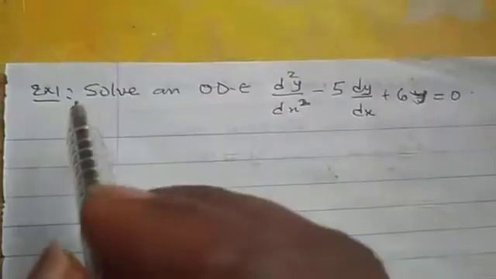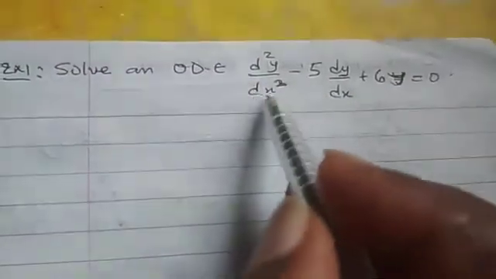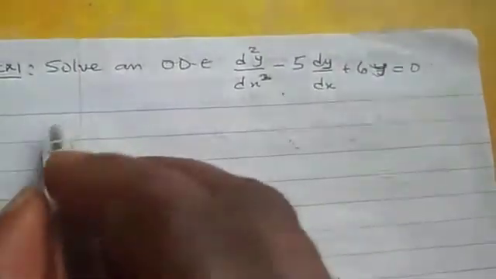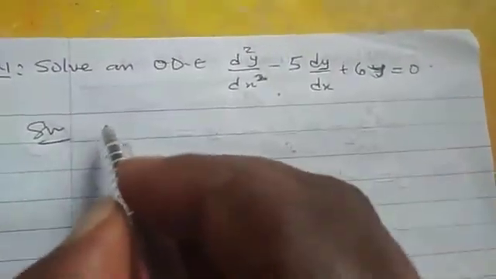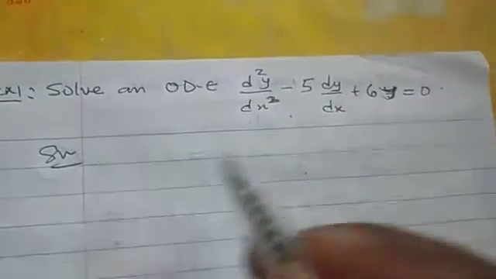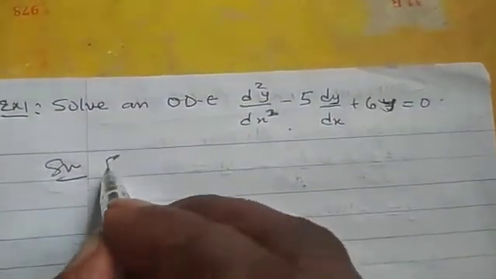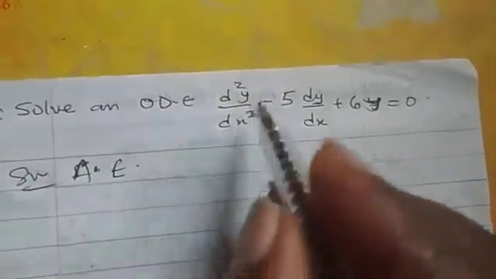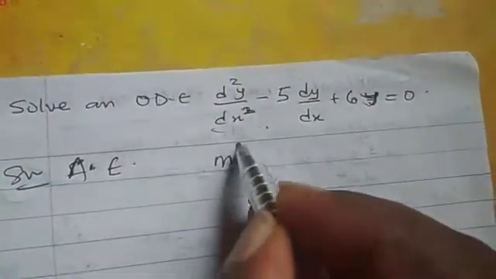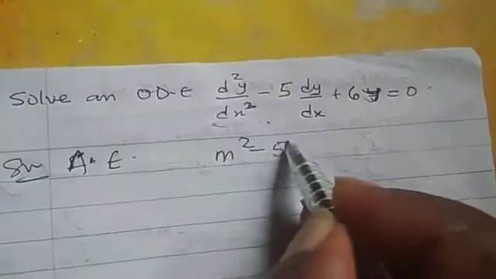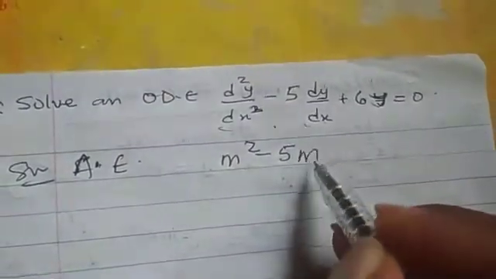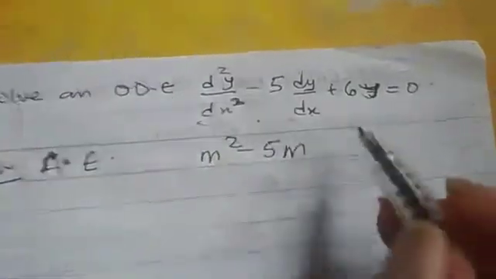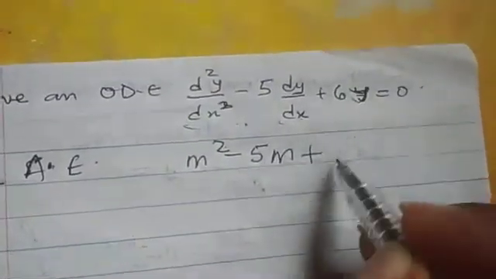Now let's take an example on this case 1. Example 1: solve this ODE, ordinary differential equation. Solution. The first thing is that we find the auxiliary equation. How do we write the auxiliary equation? You turn it to m: m squared, then 5. dy/dx means m, m squared means differentiating twice. There's no dy/dx here, it will be ordinary 6, which is equal to 0.